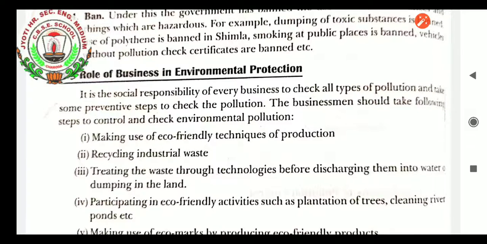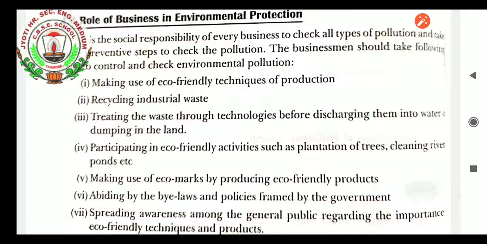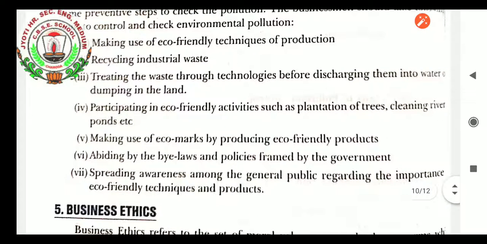Recycling is the very best for that. Participating in eco-friendly activities such as plantation of trees, cleaning rivers, ponds, etc. Making use of eco-marks by producing eco-friendly products. Abiding by the bylaws and policies framed by the government. Abiding means they have to follow each and every law which is made for their safety as well as for the safety of the environment. Spreading awareness among the general public regarding the importance of eco-friendly techniques and products.